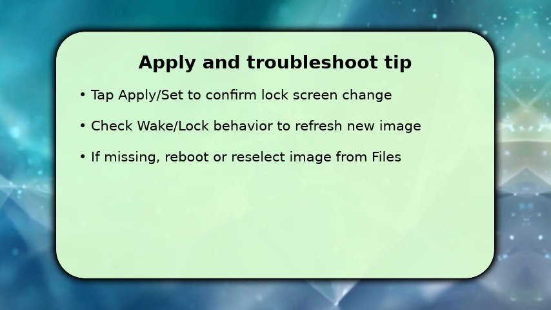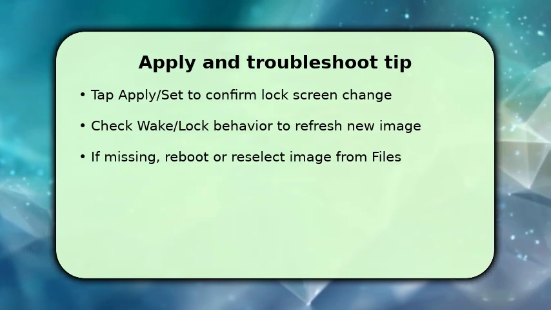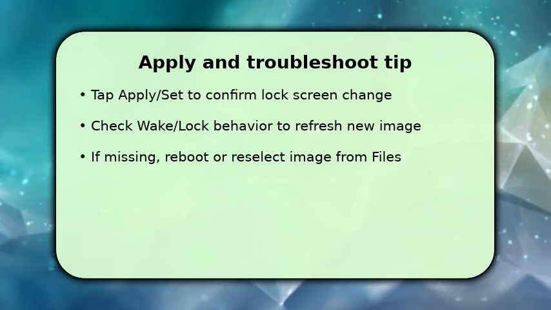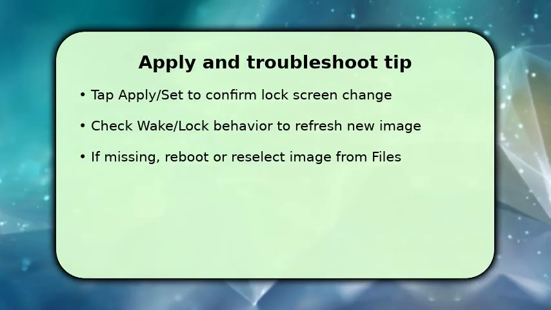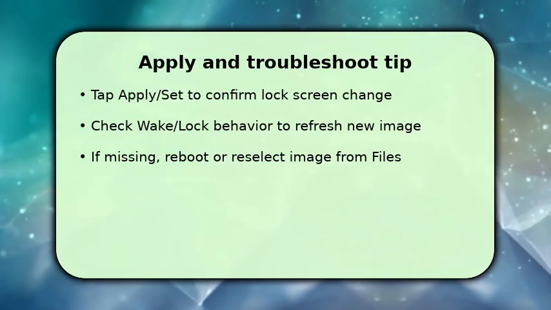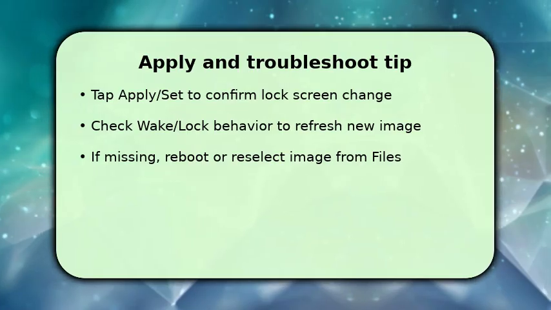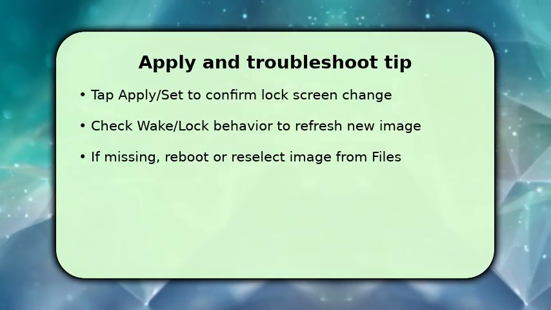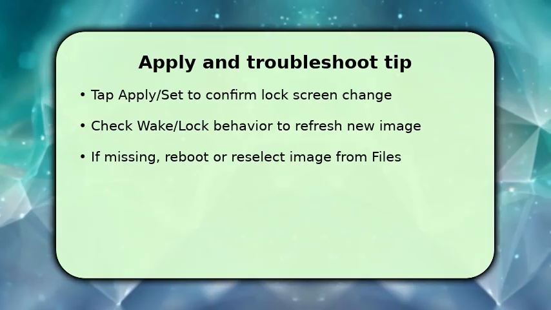Make sure your wake/lock settings aren't hiding the image with ambient dimming. Adjust brightness if needed. If the image doesn't appear, reboot the Kindle Fire and reselect the photo from Files or Photos. This clears thumbnail cache. If problems persist, choose a different file format. JPEG works best before trying again.